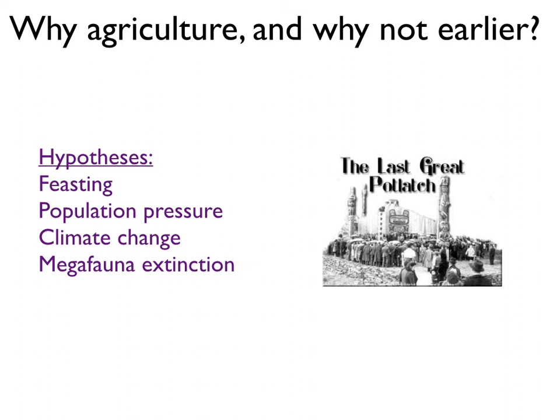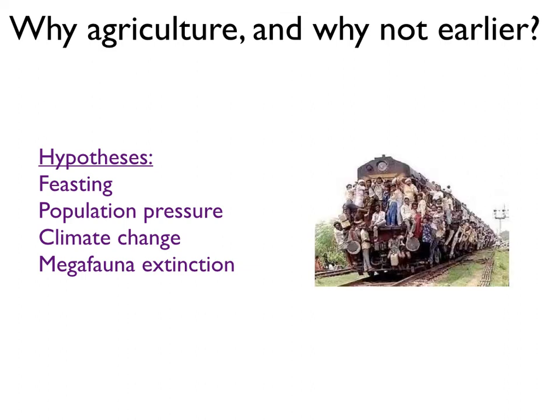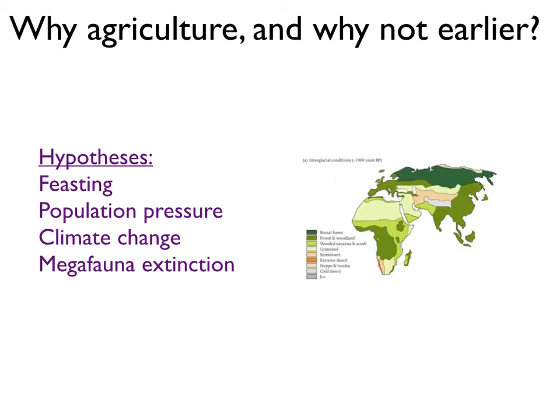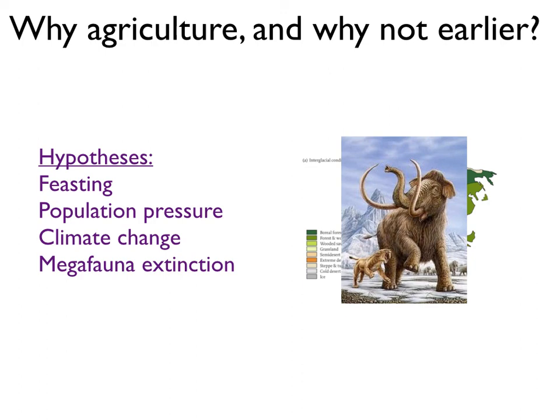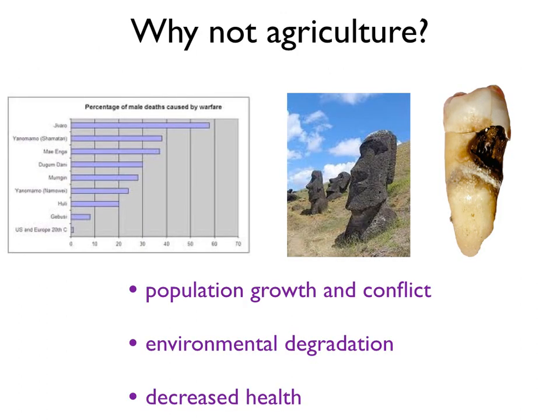Well, maybe they're giving big feasts and they need to produce more food. Maybe there is a lot of people on the landscape and they need to keep up with population pressure. Maybe climate change made agriculture possible. Maybe large animals that ruin your crops all went extinct. But there's a lot of reasons not to do agriculture. Once you get larger amounts of population growth, and we definitely see this among horticulturalists, you get more conflict. Conflict grows as population densities increase.